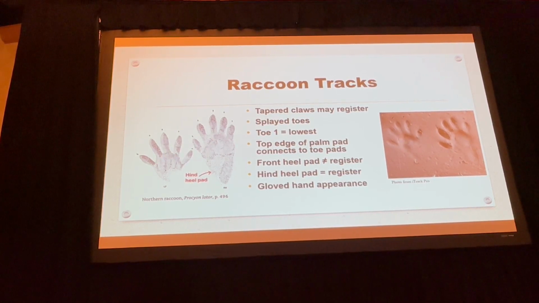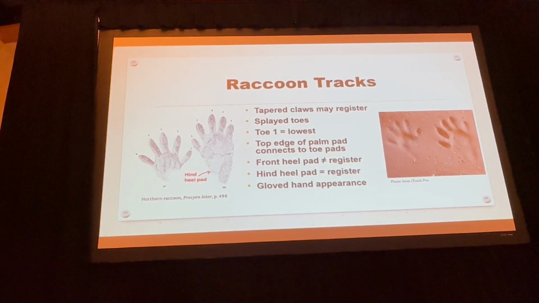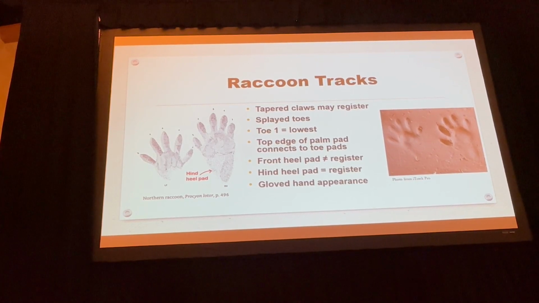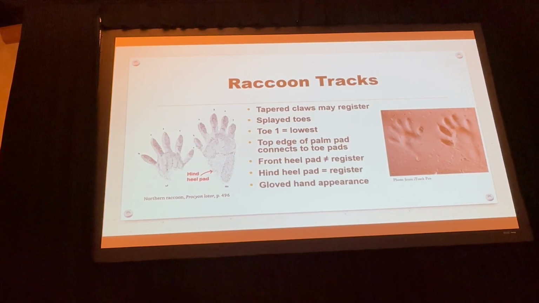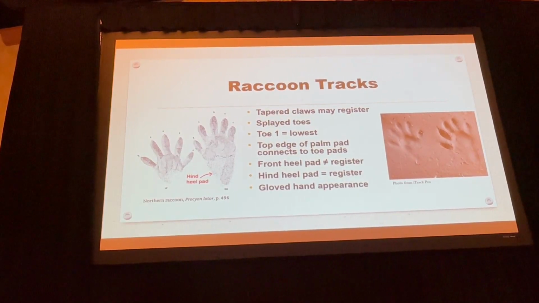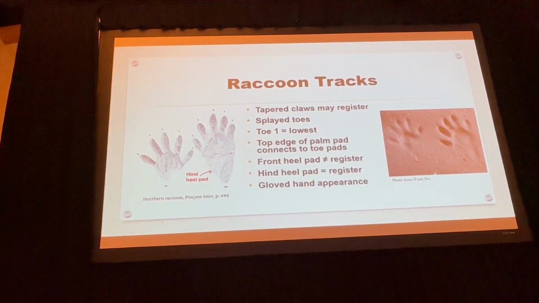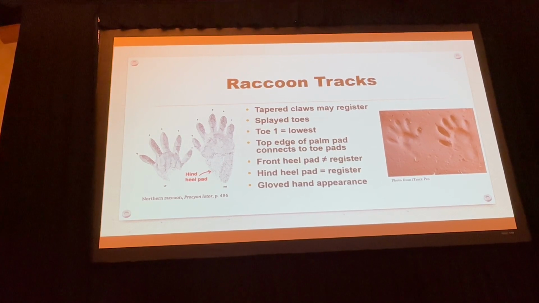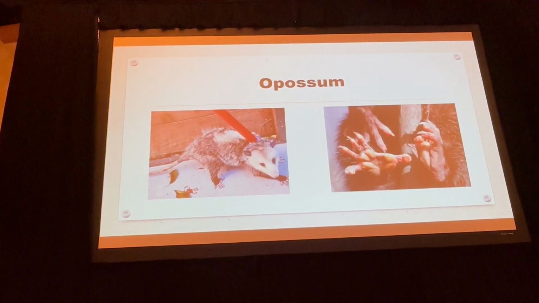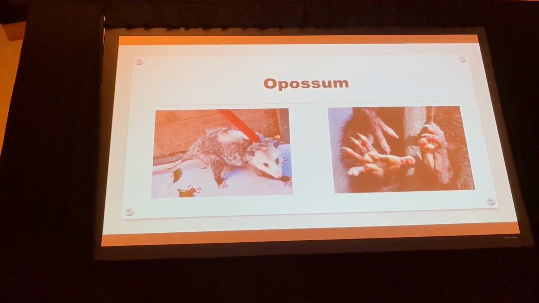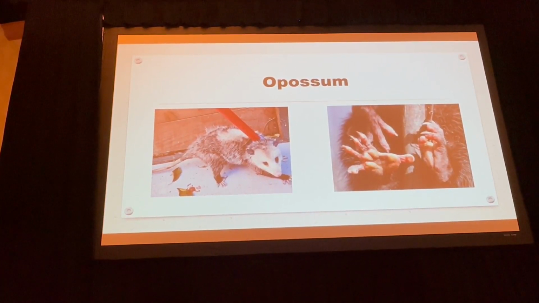On the hind track, the heel pad will reliably register, and the toes, palm pad, and heel pad frequently appear connected. This fully connected track can bring to mind the shape and appearance of a gloved hand. Okay, so now I've gone over the characteristics of raccoon tracks. Next, I'll show you the opossum tracks.